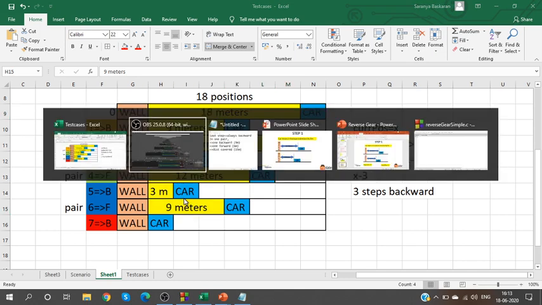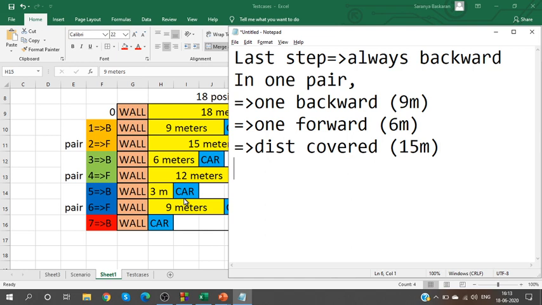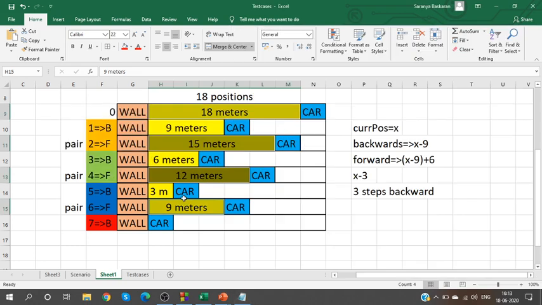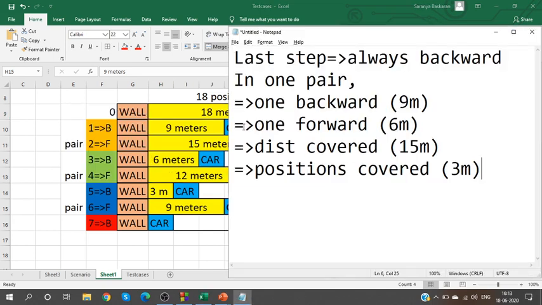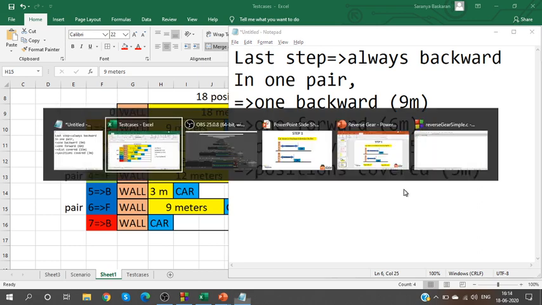So, positions covered. Can you understand the difference between distance and position? Distance is nothing but the distance traveled by the car, that 9 meters backward and 6 meters forward, that is the distance traveled by the car. But due to that travel, it will move only by 3 positions. Because it's traveling, it will cover only 3 positions. That is what I mean by positions covered. Okay, so let me just create the program till this point.